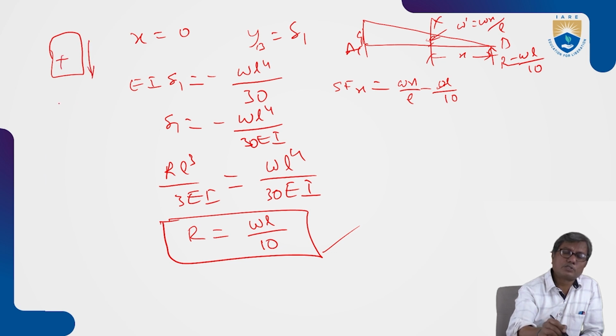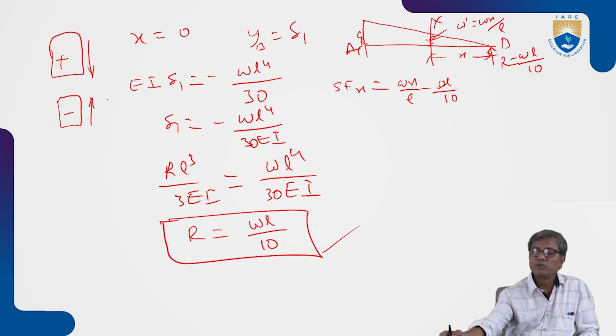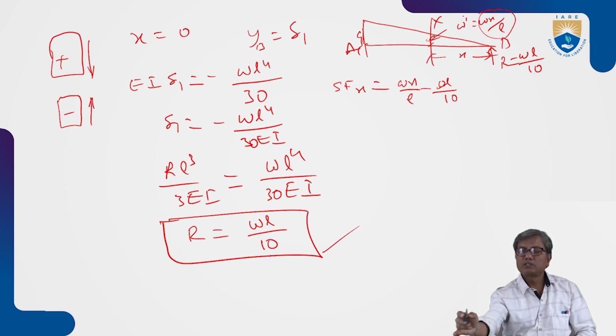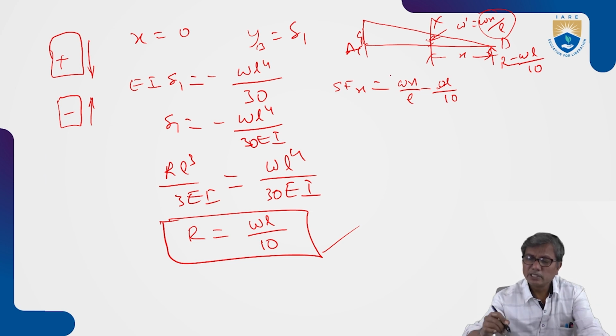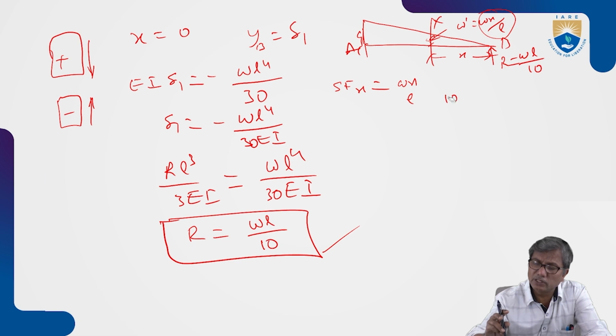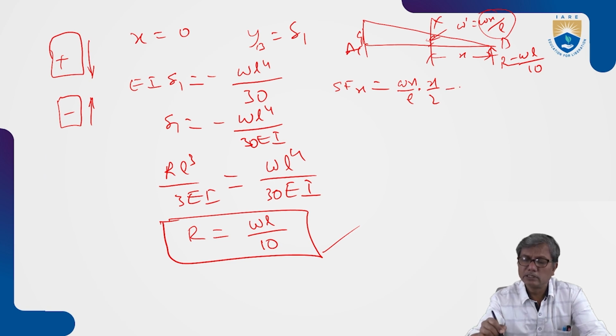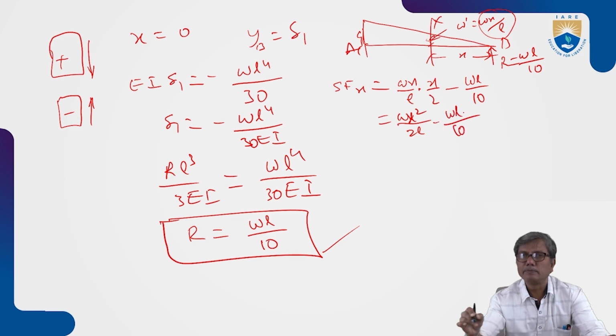Right side downwards positive and upwards negative. Right side upwards negative. So we have this varying load downwards. So Wx by L, actually it is area we have to consider. Total load Wx by L into x by 2, half into base into height, okay, minus WL by 10. That is Wx square by 2L minus WL by 10.